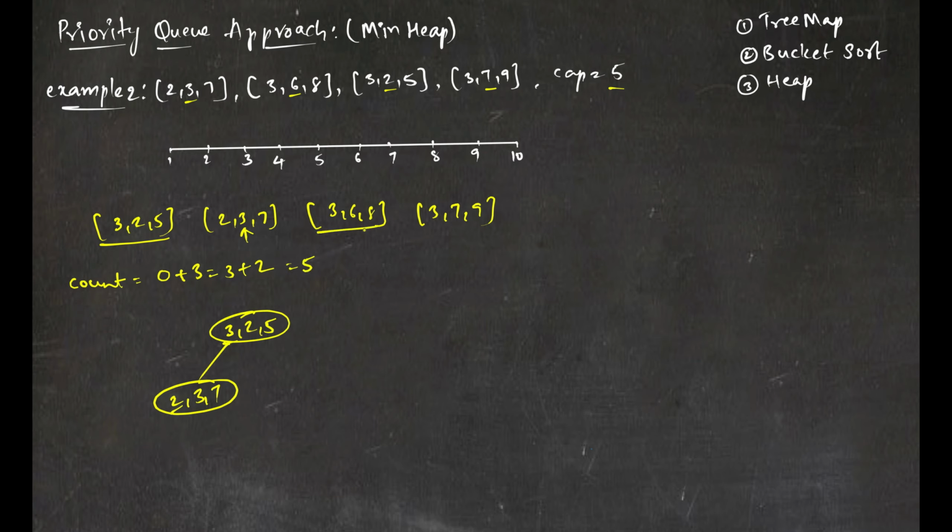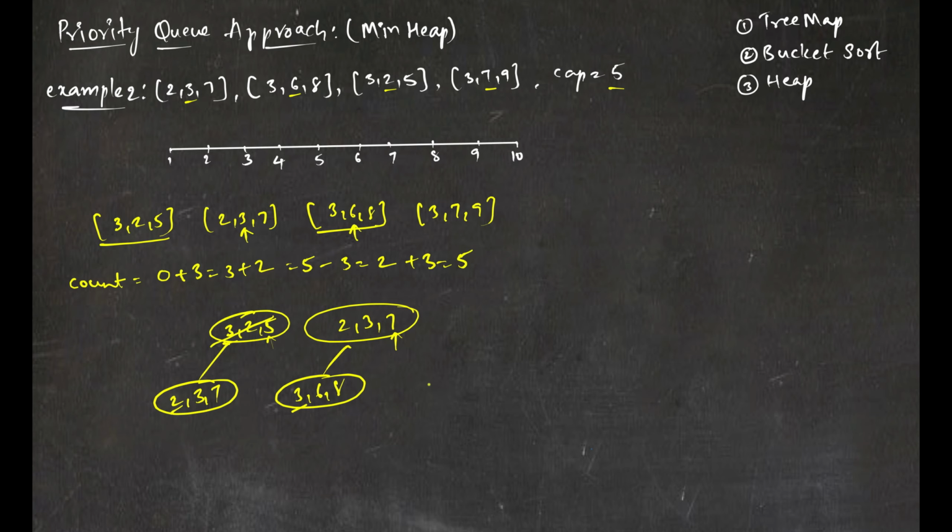Next I got 3, 6, 8. It is starting at 6, and my top of priority queue is ending at 5 itself, so I can just remove it. So I'll remove it, and I'll reduce my count. It is 3, so it will become 2, and when this is removed, this will become my top of priority queue, 2, 3, 7, and this is ending at 7. This is starting at 6 itself. So this has to stay, and this will come like 3, 6, 8. Since it is having 3 passengers, I'll just add it here. It is 5. And when we go to the next one, 3, 7, 9, it is starting at 7, and this is ending at 7.